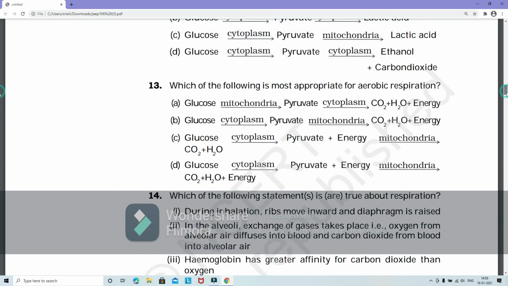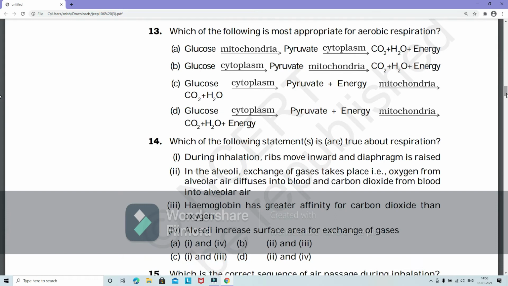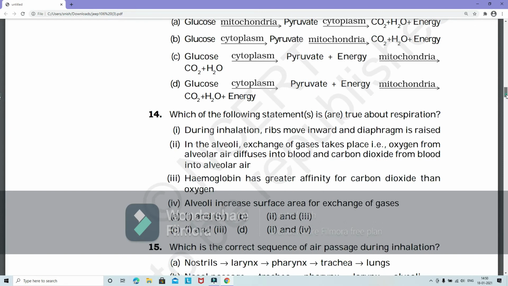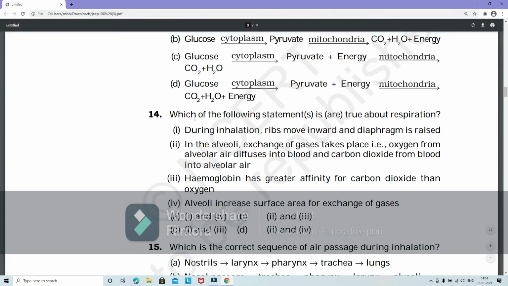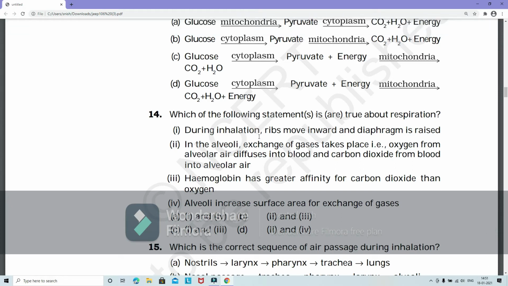Moving on, 14th one, definitely check that once. You may realize, oh, I forgot to read that one. Which of the following statements is or are true about respiration? During inhalation, ribs move inward and the diaphragm is raised. Do the ribs move inward? During inhalation we take in air, so our ribs should move outward. Basically, the lungs should expand to fill in the air. So the first one is wrong.